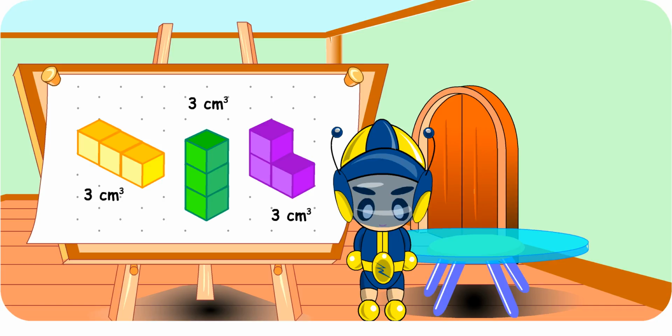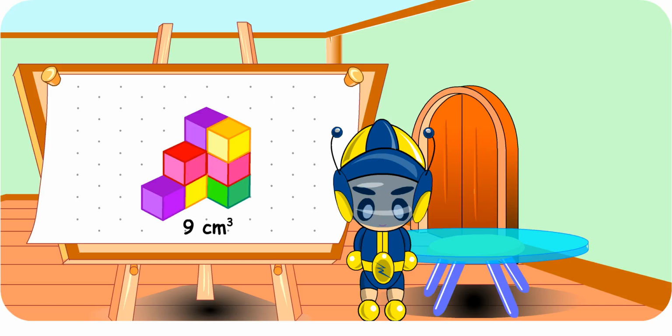Clever boy. I have here another figure. If I take out the 2 purple 1 centimeter cubes from this solid, what will it look like? It will look like this. Great! What is its volume? Since it is made up of 7 1 centimeter cubes, its volume is 7 cubic centimeters.